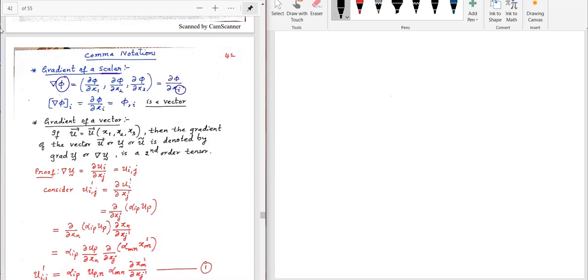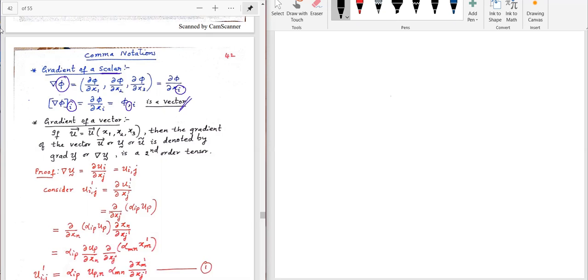So gradient phi is a vector. Only one free suffix i, that is equal to dou phi by dou xi, that is equal to phi comma i. So comma denotes dou phi by dou xi, the partial differentiation with respect to xi. So phi comma i is a vector.